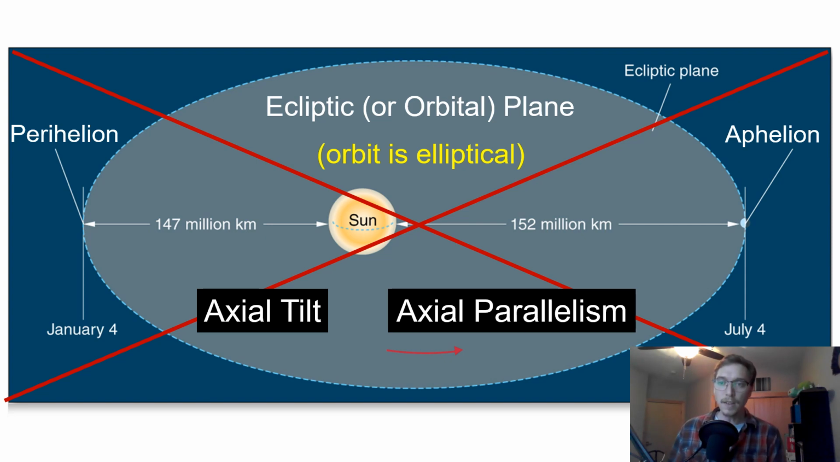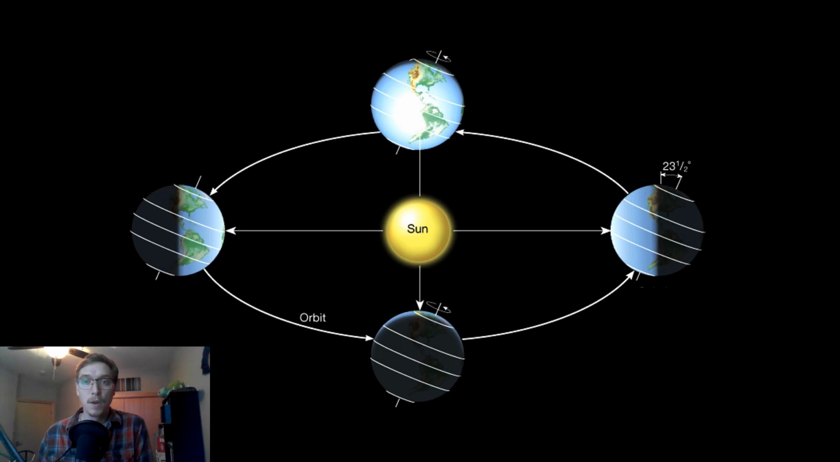So axial parallelism refers to the fact that the axis of Earth remains parallel to its previous position as the Earth revolves around the Sun. This means that Earth's axis always points in the same direction relative to its rotation around the Sun. We see that here. Notice that Earth isn't going like this on its axis, really, relative to the Sun.